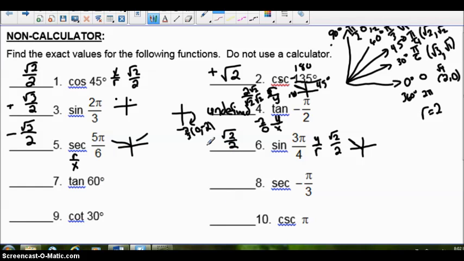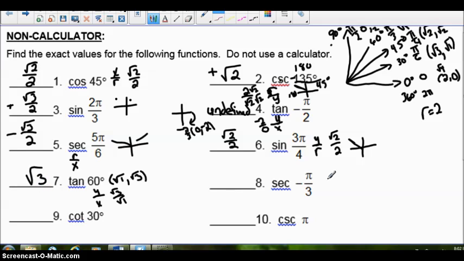Okay, tangent of 60 degrees. Seems pretty straightforward. That's where x is square root of 1 and y is square root of 3. So tangent, being y over x, would be the square root of 3 over the square root of 1, which we simplify to simply the square root of 3.